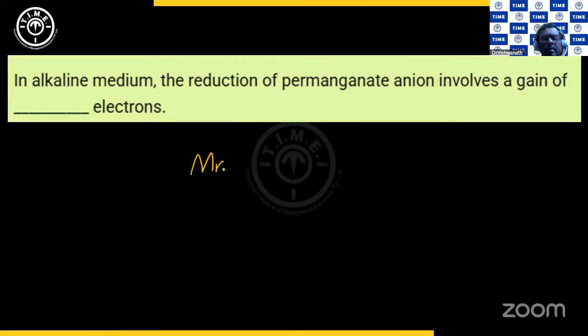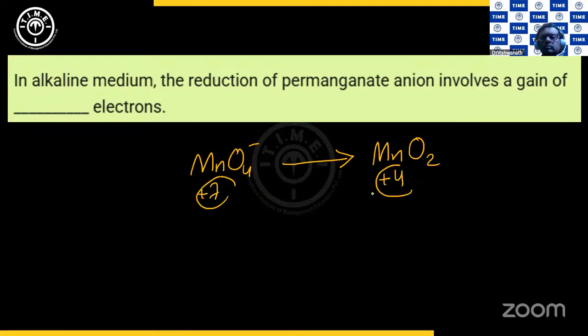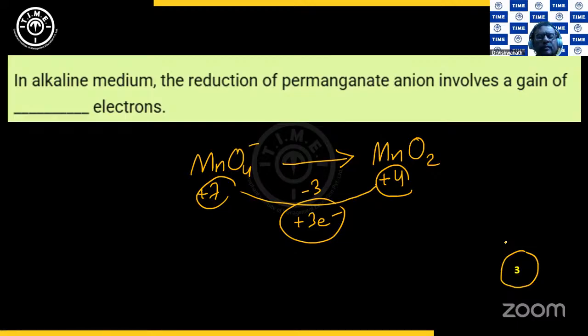Permanganate ion, MnO4 minus, in an alkaline medium is going to turn into what? Is going to turn into MnO2, we said. Is it not? This is +7. This is +4. For 7 to become 4, we need to do -3. -3 means what? Adding 3 electrons. So gain of electrons is 3. Clear? So this is the simplest one that we have seen so far.